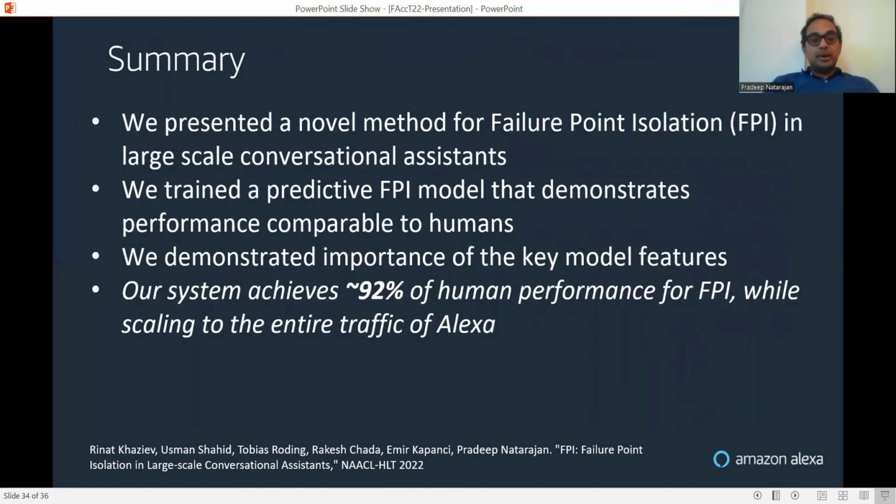So overall, to summarize, we presented a novel method for failure point isolation in these large-scale conversational assistants. We did this by training a predictive FPI model that demonstrates performance comparable to humans. We also demonstrated the importance of key model features, and our system achieves 92% of human performance while also scaling to the entire Alexa traffic, while human annotations for billions of utterances is infeasible.